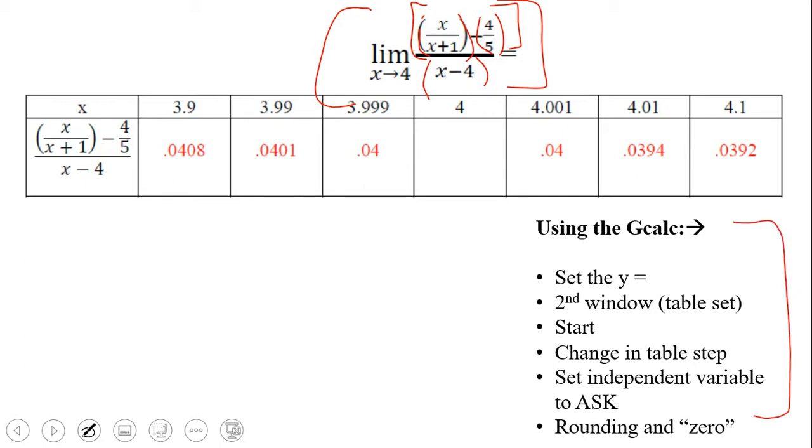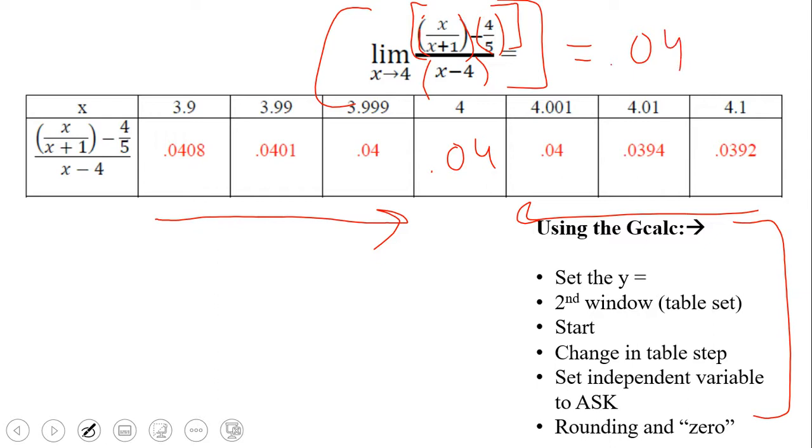Again, here is a reminder of how you would do it on the graphing calculator. Go to the y equals, change it to ask, and it will stay ask until you change it back. So you're going to want it to be ask at least for the next couple of days. Here's my left-handed approach as I approach 4 from the smaller values. Here's my right-handed approach as I approach 4 from the larger values. Clearly, I can't actually put in 4, but it appears that as I get closer and closer, my actual limit, don't forget the answer, is approaching 0.004.